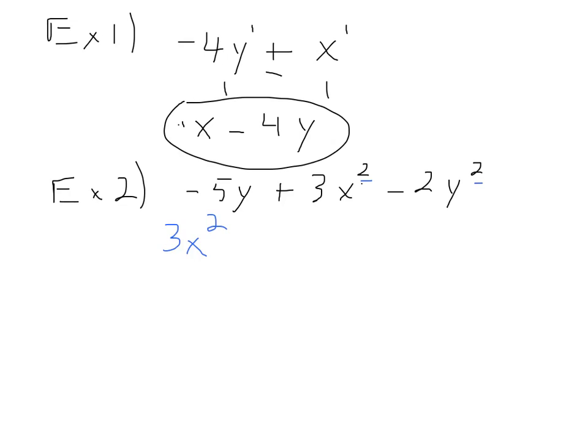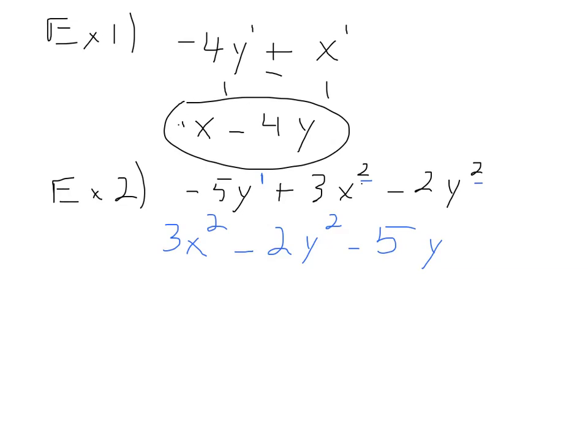Then remember we had a tie, so we go to the y squared, so it'd be minus 2y squared. And then we have this y to the first power, which has got to come last, and it's a negative 5y, so we have to write minus 5y.